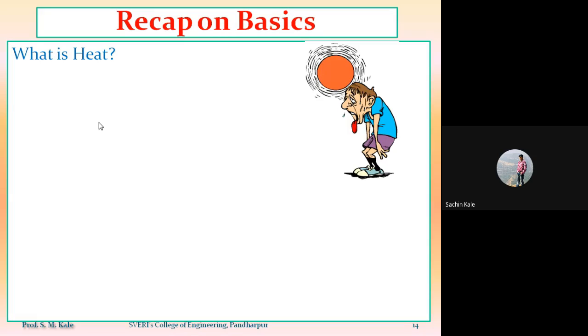The temperature of that liquid will go on decreasing, and that temperature will decrease up to the freezing point. And whenever that freezing point temperature arrives, at that point the phase of that liquid, that means the phase of that particular matter, will change from liquid to solid. So that process is called a freezing process.